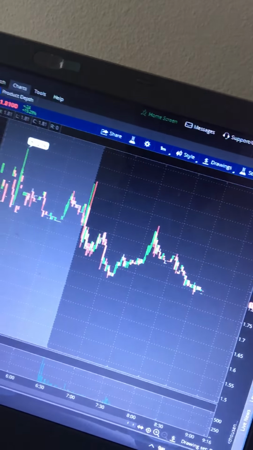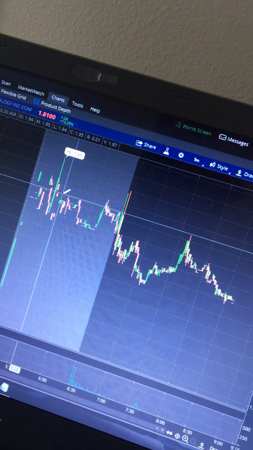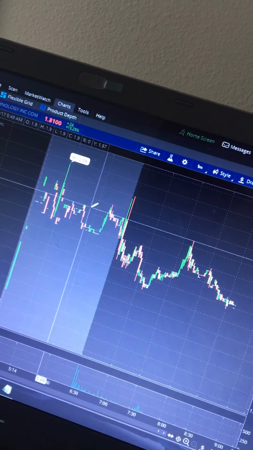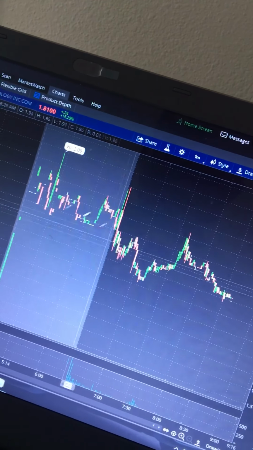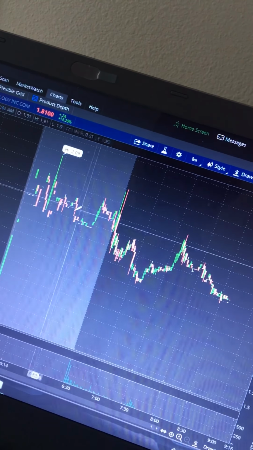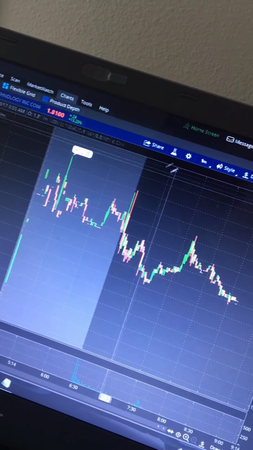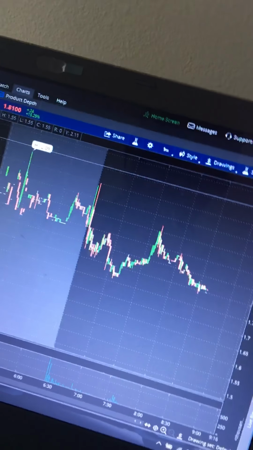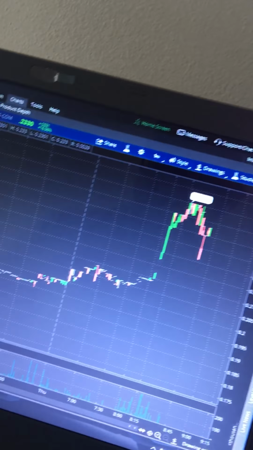XGTI. This one had a gap up in the morning. That's why I hit my scanners, but I would not have traded this one because it did not fit my criteria. I don't want to trade stocks that have runs pre-market. I want stocks that run in the morning. So that's a no-go.